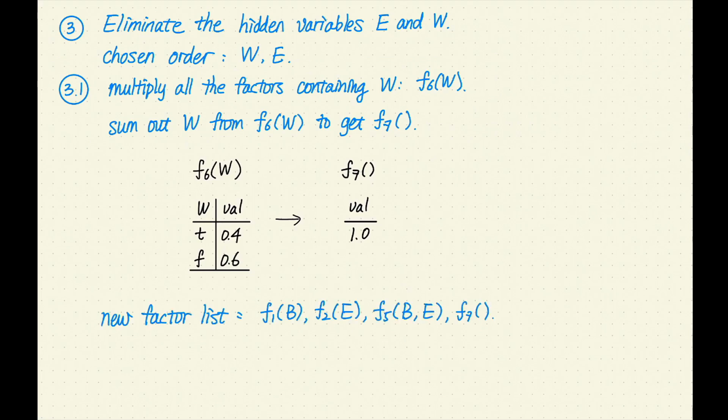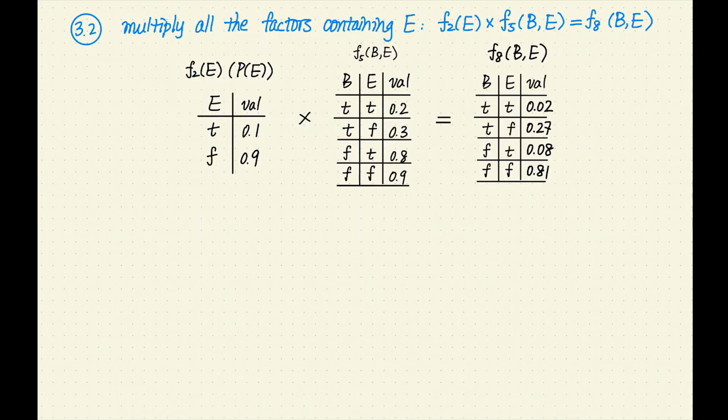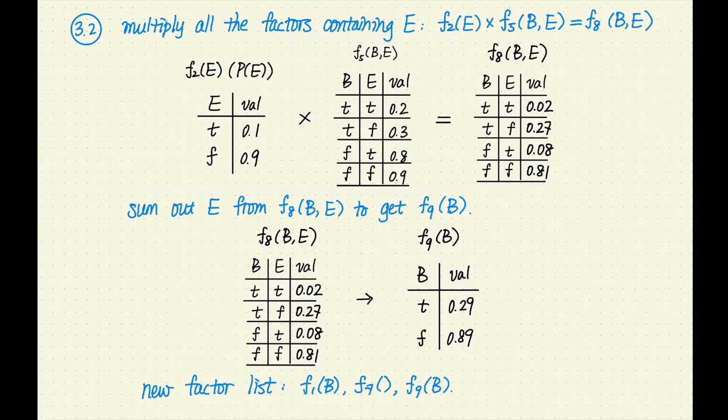Next, let's eliminate the hidden variable E. E appears in 2 factors, F2 and F5. Let's multiply them together to get a new factor F8. Sum out E from F8 to get F9. This concludes step 3 on eliminating all the hidden variables.